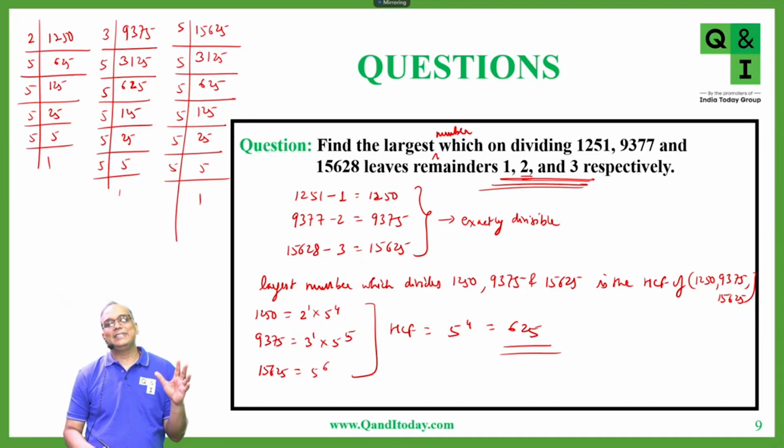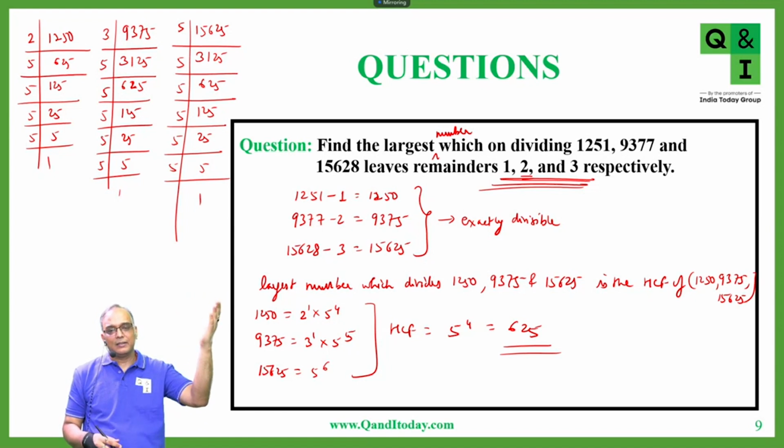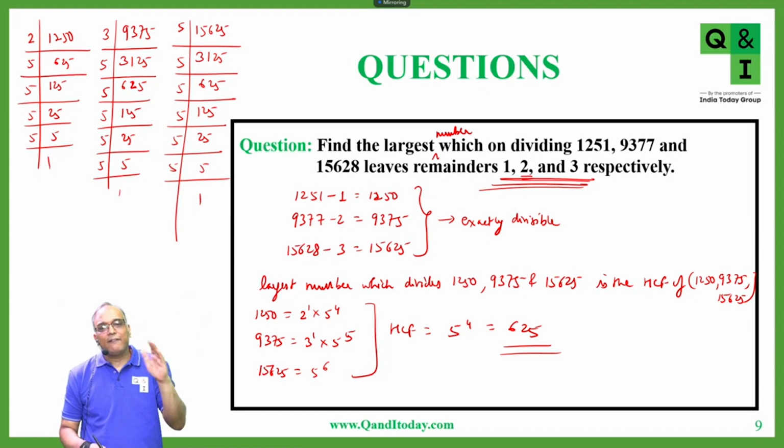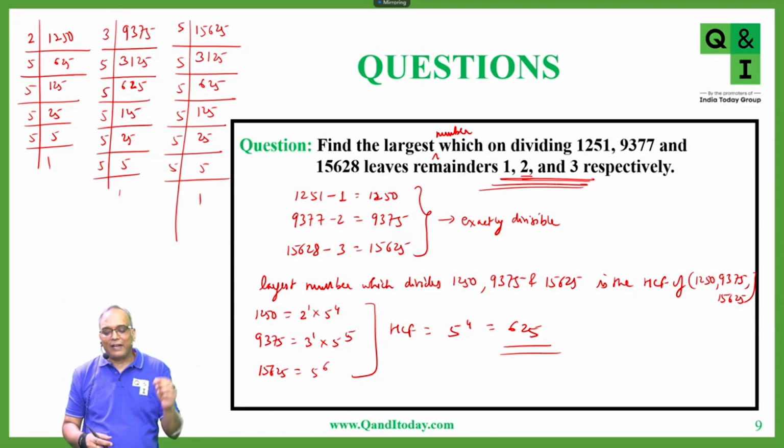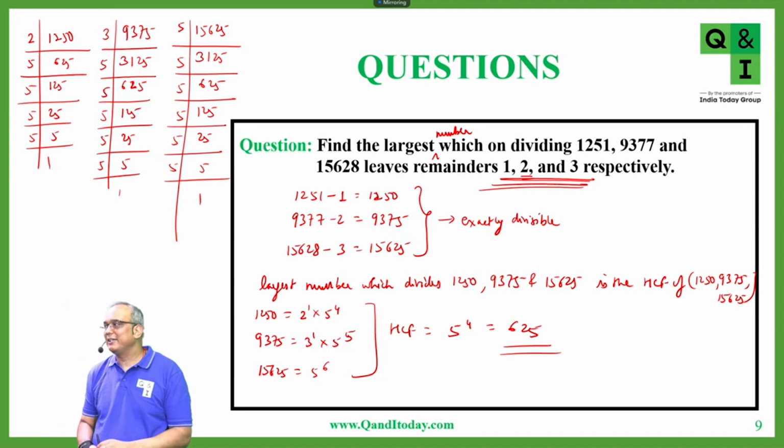So HCF and LCM, to decide that, you should understand that if we have to find a number which is greater than all these three, you have to find the LCM because it will be a multiple of these numbers. And if we have to find a number which is smaller than the numbers which are given, so for example, in this question, it is mentioned find the largest number which divides 1251. So a number which divides 1251 would be smaller than that. And that's why you have to find the HCF here. And the remainder thing, you have to keep it in mind that if there is a remainder, if I remove that remainder, that will be exactly divisible. Is it clear?